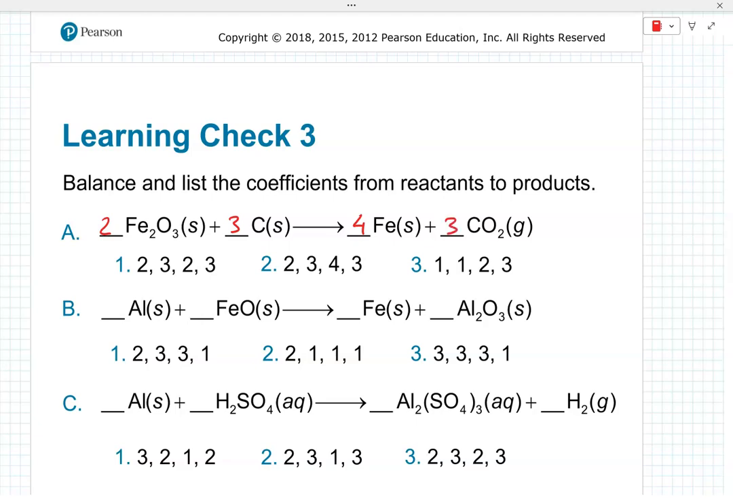Does it check out? How many irons do you have on the left? How many oxygens? 6. Carbons? How many irons on the right? Oxygens? 6. Carbons? I think it checks out. You lost? I'm lost, yeah. Okay.